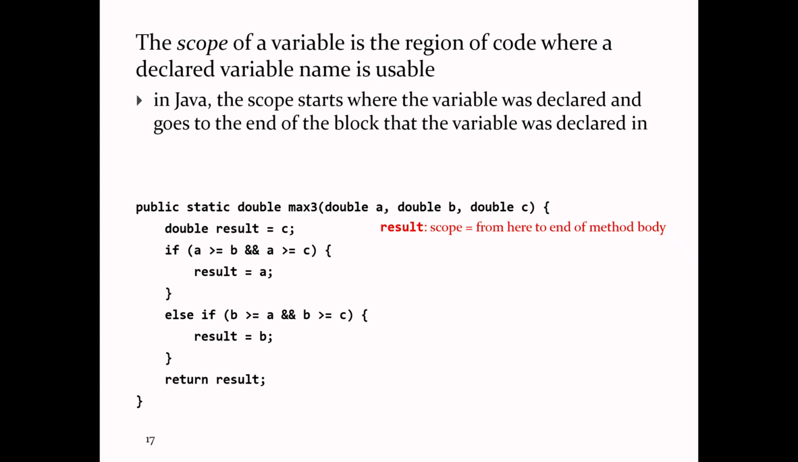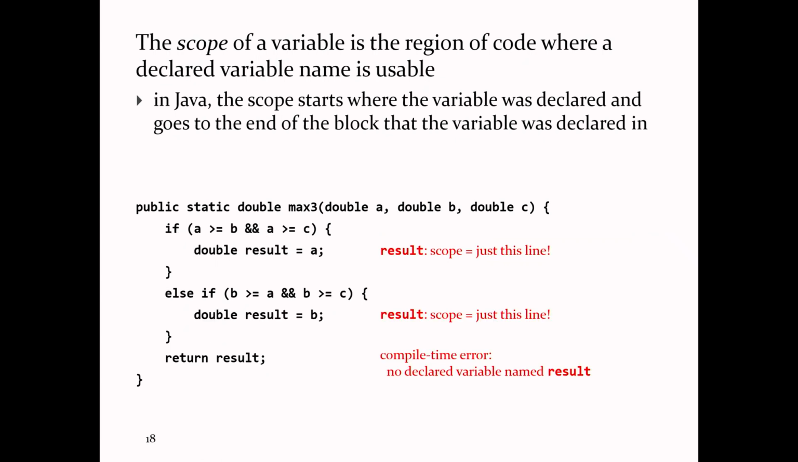The variable result is declared here. So the scope of result is anywhere from where it's declared to the end of the block in which it's declared in. So the end of the block in which it's declared in is here, so you can use result from this point on inside this method. Can't use it outside the method.